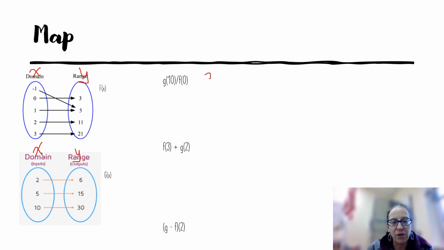So we are going to have 30 over, or divided by, f of 0. Make sure you know which one is f. That's f right there. Okay, f of 0. So here's the 0 for my x-coordinate, and I'm going to go across, and that would be a 3. 30 divided by 3 is 10.